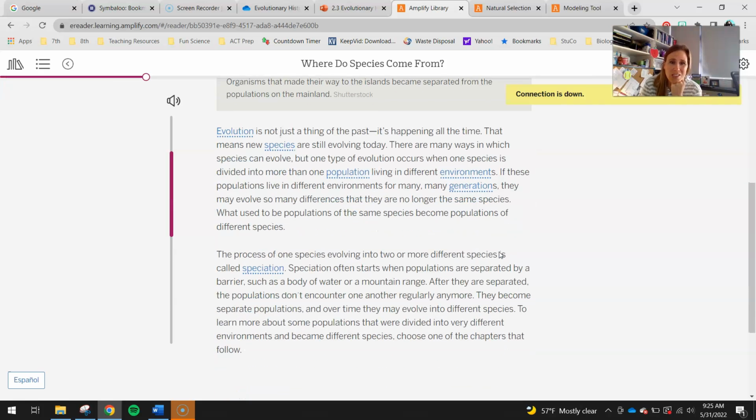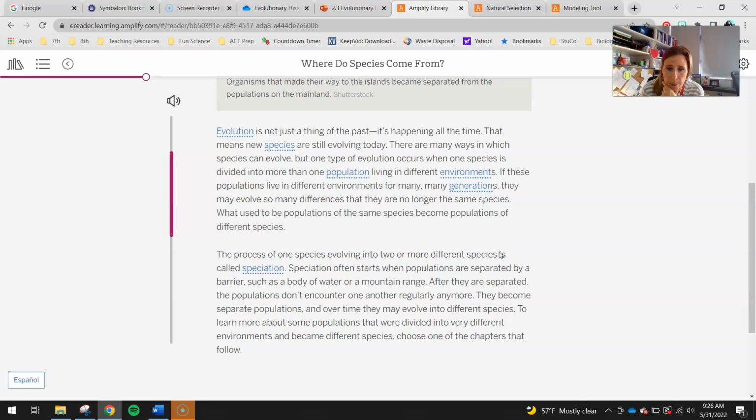Okay, so evolution is not just a thing of the past, it's happening all the time. That means new species are still evolving today. There are many ways in which species can evolve, but one type of evolution occurs when one species is divided into more than one population living in different environments. If these populations live in different environments for many, many generations, they may evolve so many differences that they are no longer the same species. What used to be populations of the same species become populations of different species. The process of one species evolving into 2 or more different species is called speciation.